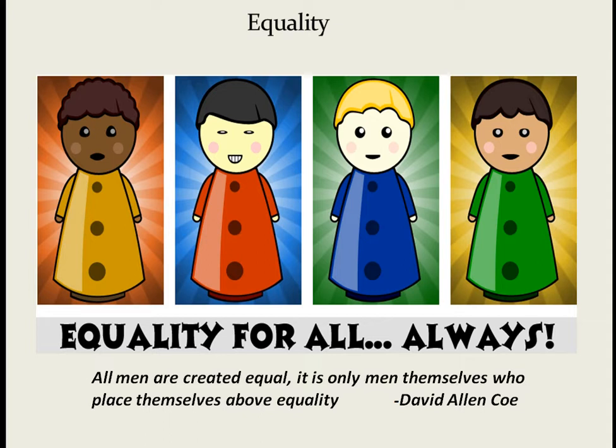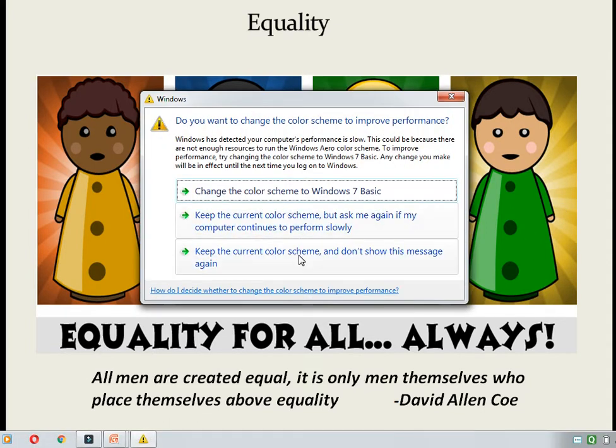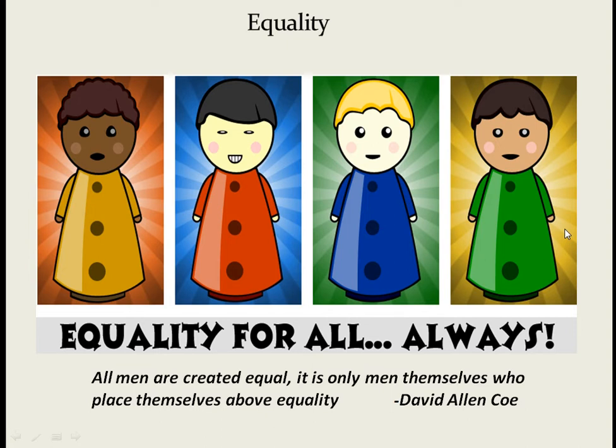This presentation I already placed in my explanatory classes. Here we are seeing that people from different races, different colors, should all have equal status. So equality for all, and it should be always.